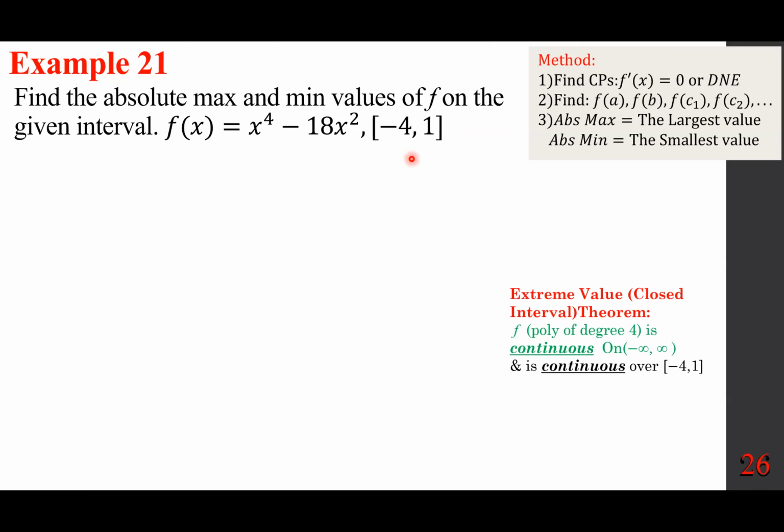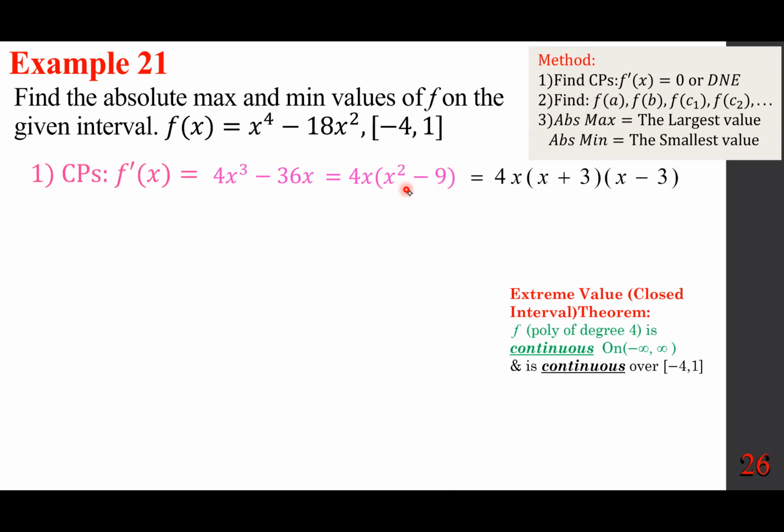Let's find CPs. That means let's differentiate this. It becomes 4x cubed minus 36x. Let's find f prime of x. Since we want to set this equal to 0, we're going to factor the 4x out. x squared minus 9 can be further factored into (x plus 3)(x minus 3). This gives us x equals 0. This gives us x equals negative 3. This gives us x equals positive 3 if we set them equal to 0. So there are 3 answers.